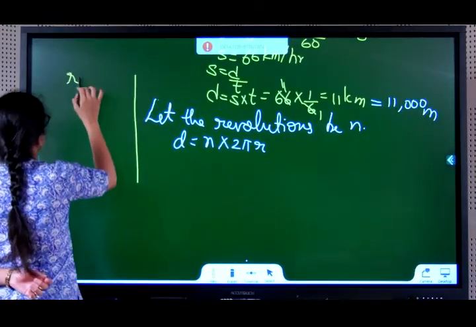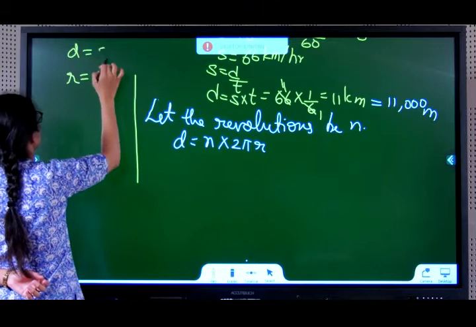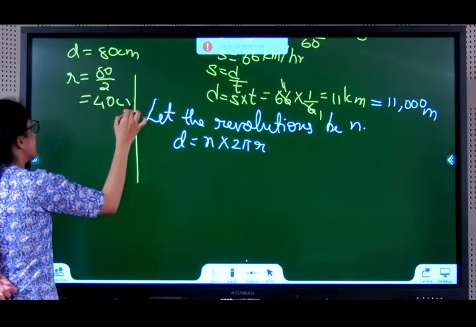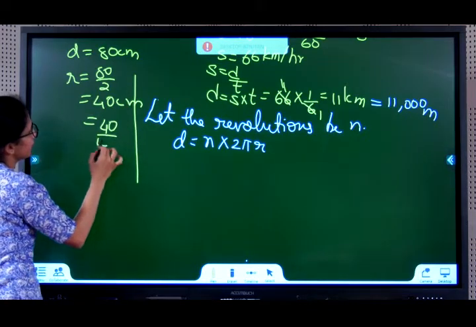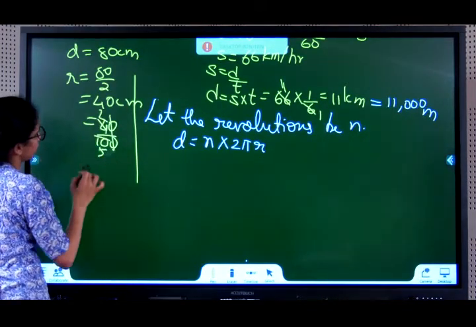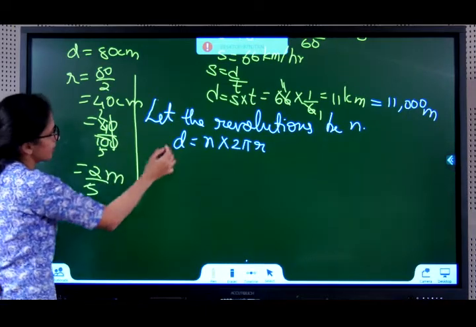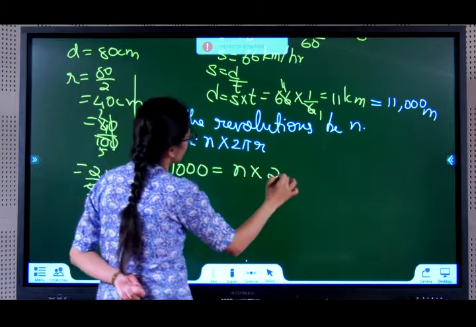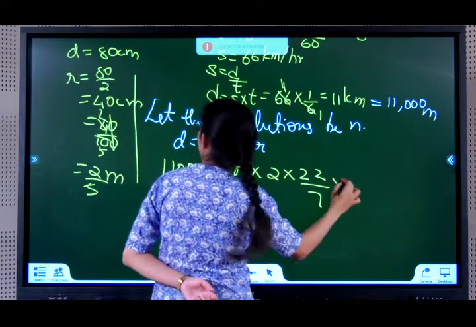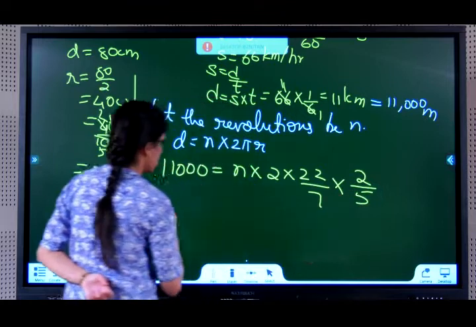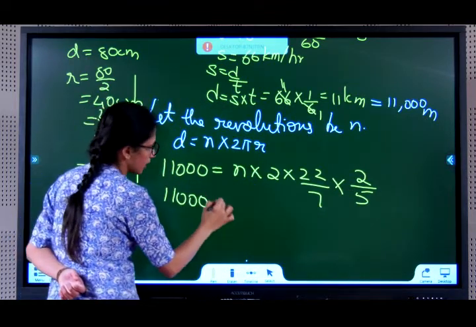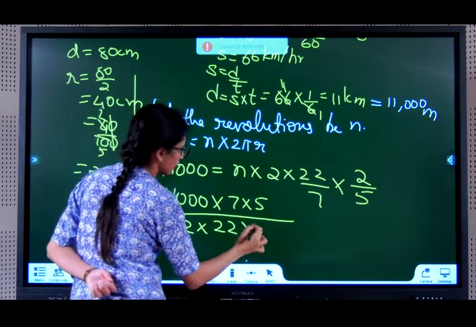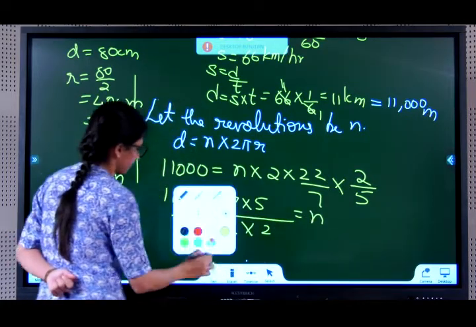Wait, the diameter given was 80 centimeters. So I can say the radius is 80 by 2, or 40 centimeters. Convert this to meters, 40 by 100, that is 2 by 5 meters. Substitute it here: 11,000 is equal to n into 2 into 22 by 7 into 2 by 5. So 11,000 into 7 into 5 divided by 2 into 22 into 2 is equal to n.